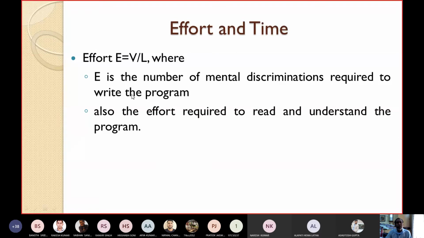Also, E will represent the effort that will be required to read and understand the program. L you have already known. This is the program level. V is the program volume.